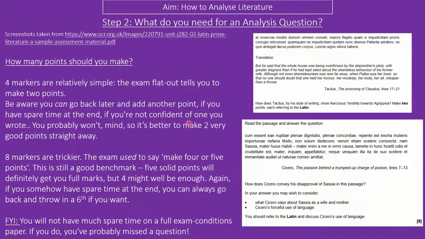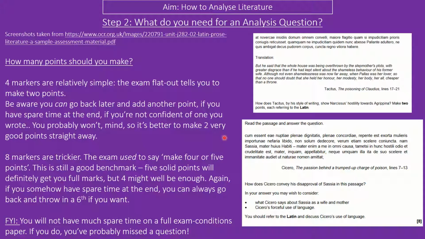Okay, well, fine. So you've analysed the question. How many points are you going to make? 4 markers are pretty simple. It says make 2, make 2. You could, maybe, if you had time, which you won't, go back and add another one, but ideally just make 2 solid points in the first instance. It's not that long Latin, so just make 2. The 8 markers are slightly harder. The exam in the previous specification, which was basically the same in many respects, used to say make 4 or 5 points. 4 solid points should be enough. But hey, if you have time, make another one. You probably will not have a lot of spare time unless you write incredibly quickly.